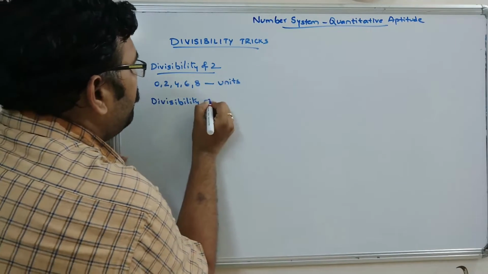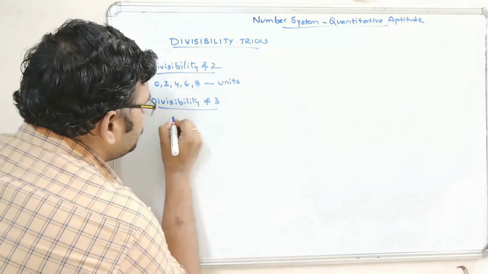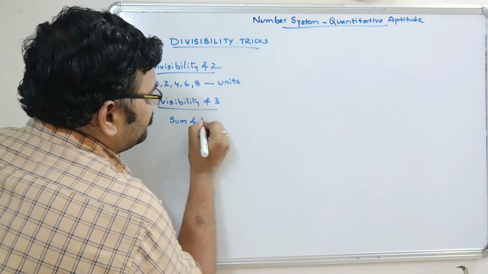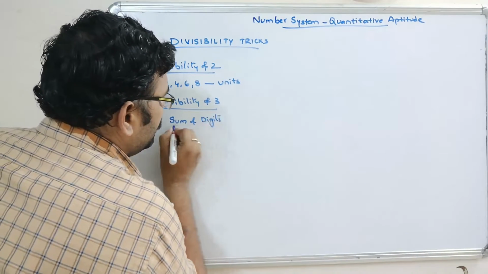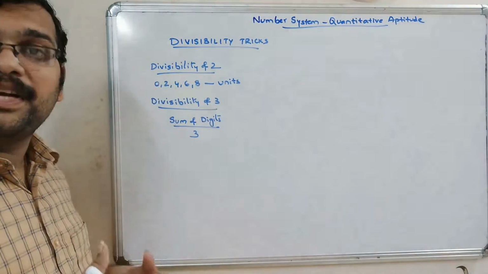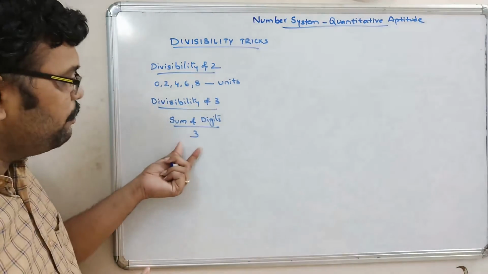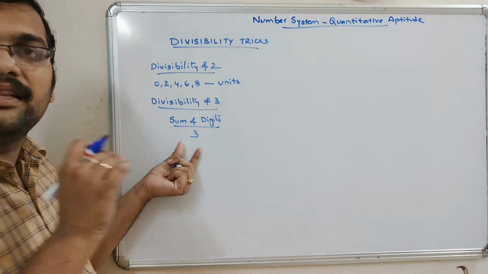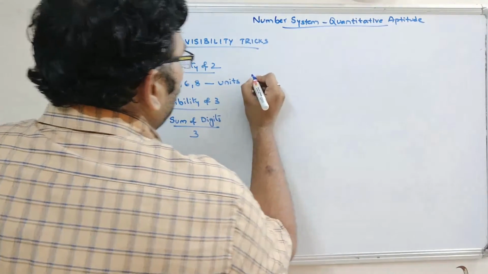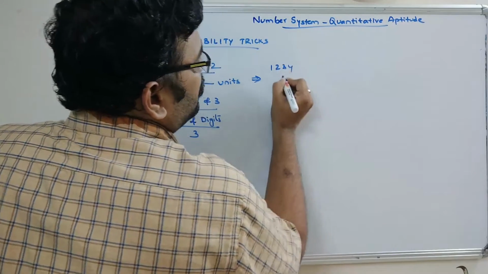Next, the divisibility of 3. What is the shortcut for finding the divisibility of 3? If the sum of digits of a given number is divisible by 3, then automatically we can say the number is divisible by 3. If the sum of the digits is divisible by 3, automatically the number is divisible by 3.